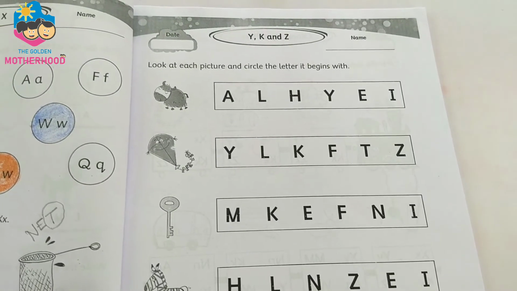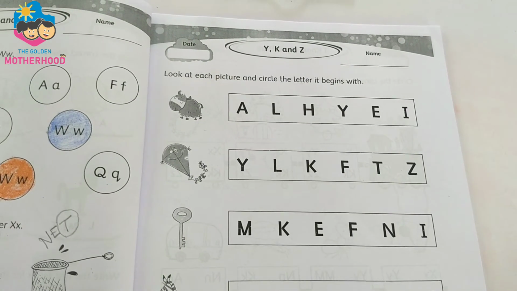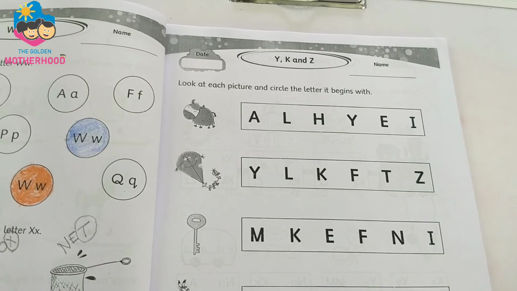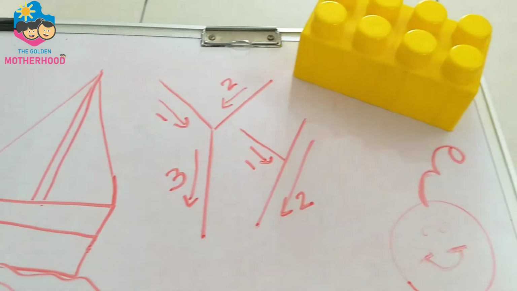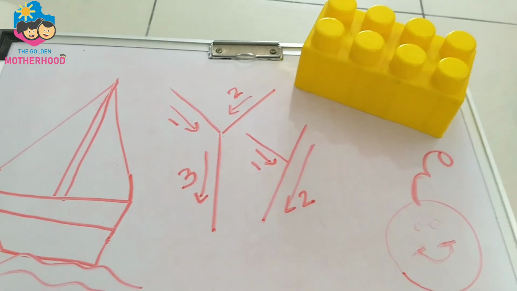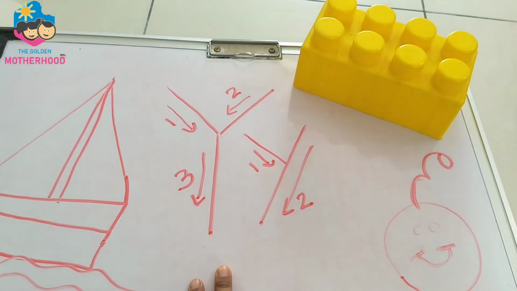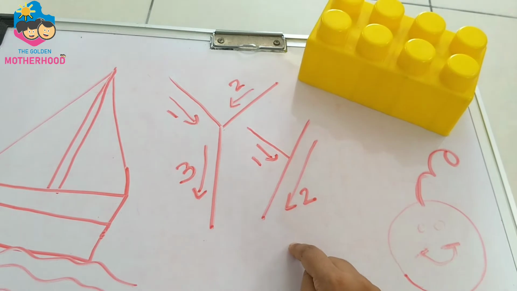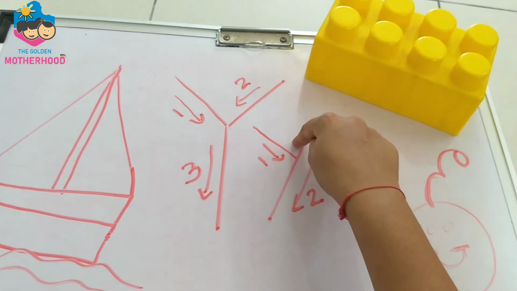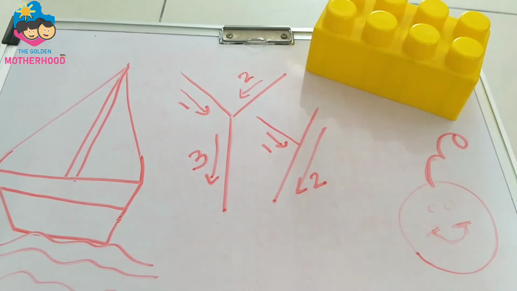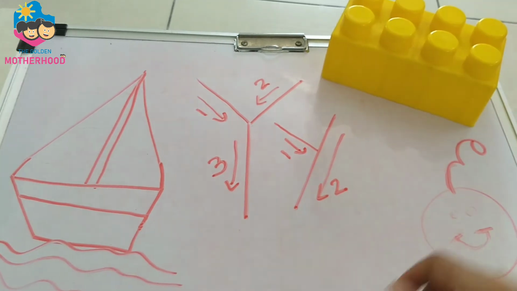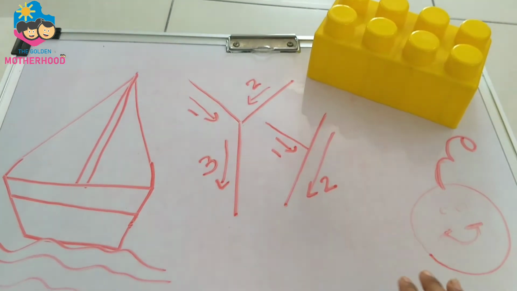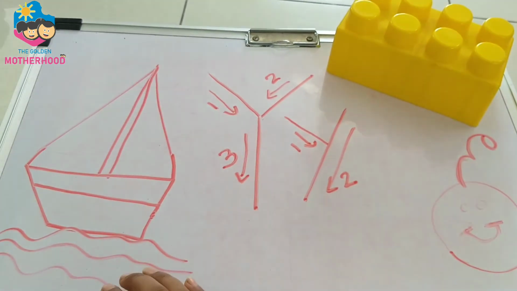Move to the page number 16. Here we will study letter Y, K and Z. Here letter Y is a combination of two slant lines and one standing line, and small y is a combination of one slant line and another slant line. Y for yellow, Y for yak, Y for yo-yo, Y for yacht.